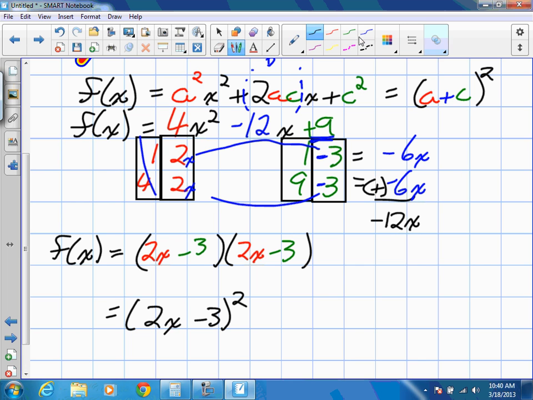So, if you're able to notice this is a perfect square trinomial, all you'll have to do is find the square root of the first term. And what is our first term here? 4, so what's the square root of it? 2, okay? So 2 will be our a. Square root of the last term, 9, is what? 3. So 3 is our second term. And whatever the operation was in front of the b, in this case it was a negative, you put that operation in between. And you would get 2x minus 3 squared.